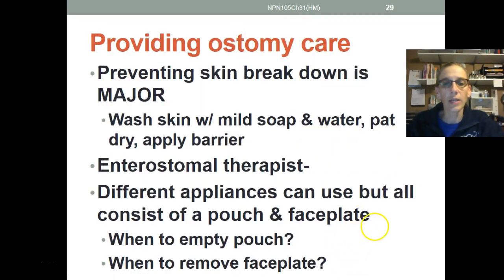Okay, so when do we need to empty the pouch? We need to empty the pouch when it's between 1/3 and 1/2 full. You do not want it any fuller than halfway full.